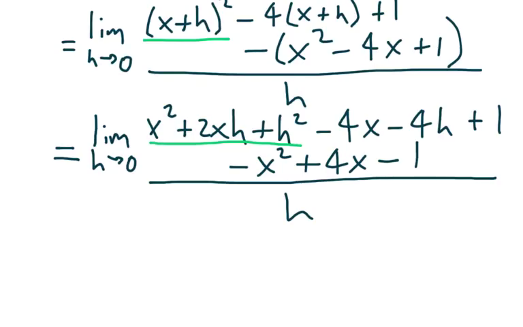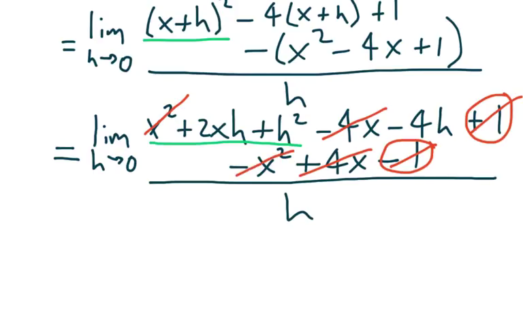Let's look for things we can cancel. Here's a plus 1 and a minus 1. Those cancel. I see a minus 4x and a plus 4x, which cancel. And I see an x squared and a minus x squared, which cancel. Let's take a look at what we're left with.